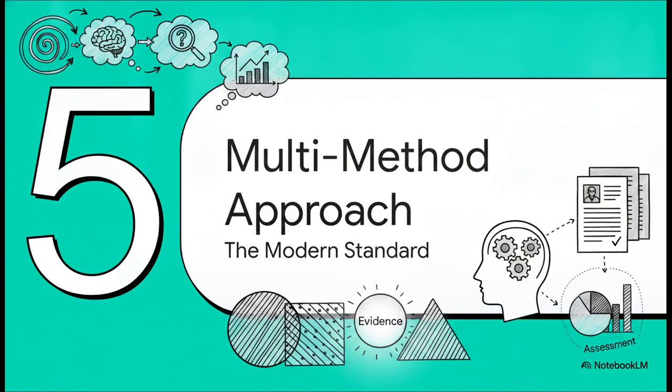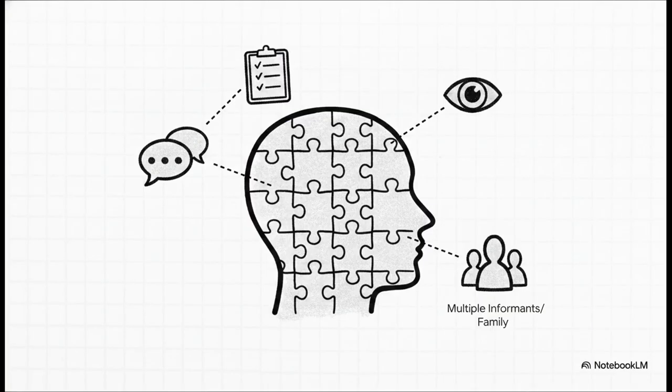And that brings us to Section 5, the modern multi-method approach. To truly understand someone, you literally can't rely on just one piece of the puzzle. Today's absolute gold standard requires integrating data from multiple methods. That means combining clinical interviews, self-reports, and behavioral observations all together. But wait, it goes beyond just the client. It also requires multiple informants. A psychologist will gather data from the individual, sure, but also their family, and maybe their teachers or partners, to form a truly comprehensive and accurate view.